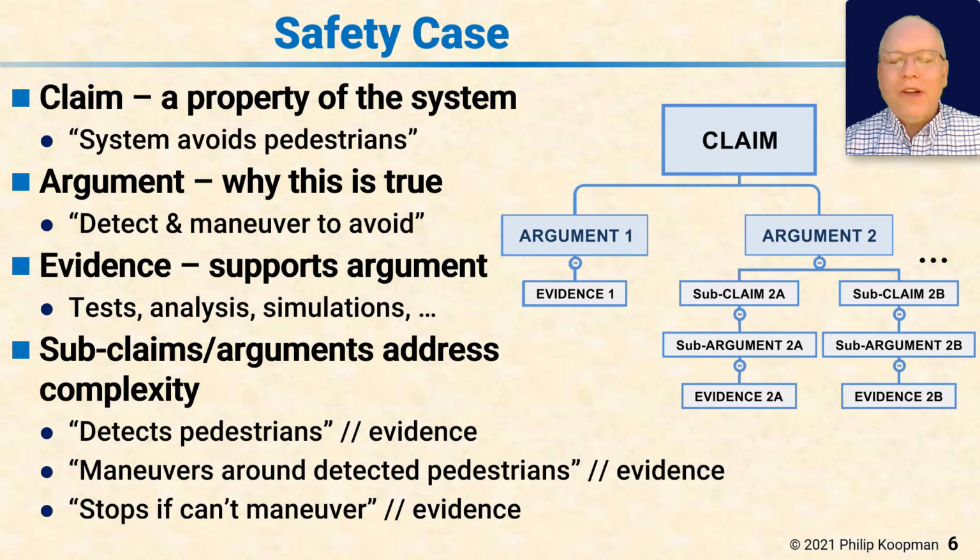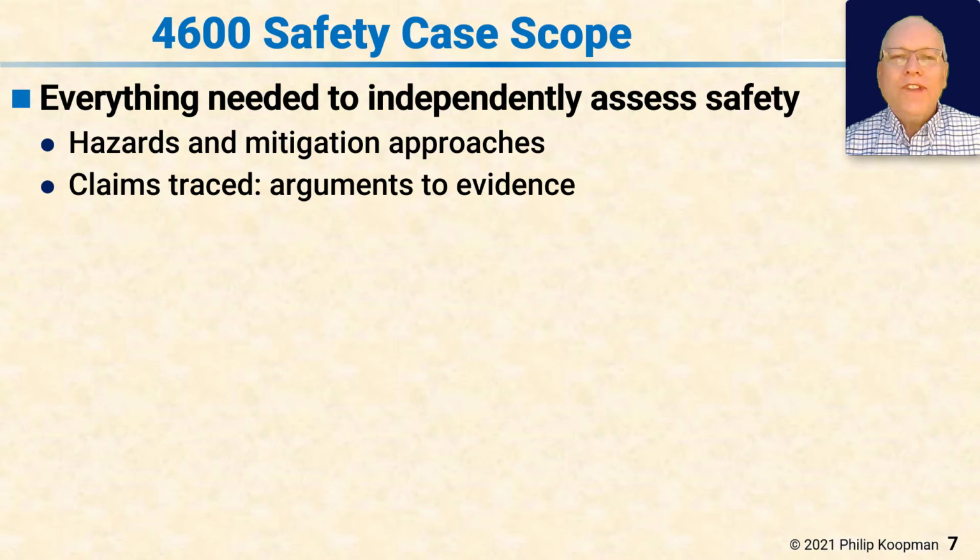Now, a single claim with a bunch of flat arguments probably isn't going to work out. So manage complexity and break down the task of assuring safety. There are typically subclaims. For example, argument 2, if it has to do with avoiding pedestrians, might be we avoid pedestrians, but we do it by detecting them, and then we maneuver around the detected pedestrians, and then we stop if we can't maneuver. The scope of the safety case in 4600 is everything needed to independently assess safety. So that means the safety case should have everything in it that you need to decide that, yep, sure enough, this system is safe. That includes the hazards, the mitigation approaches, and all the arguments traced to evidence.